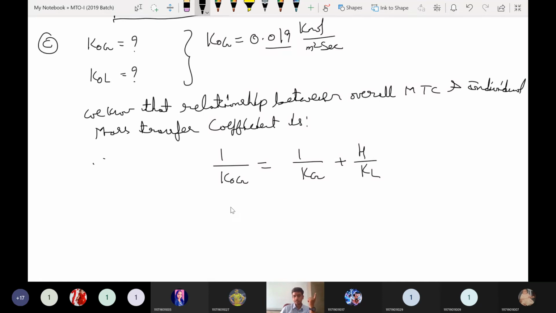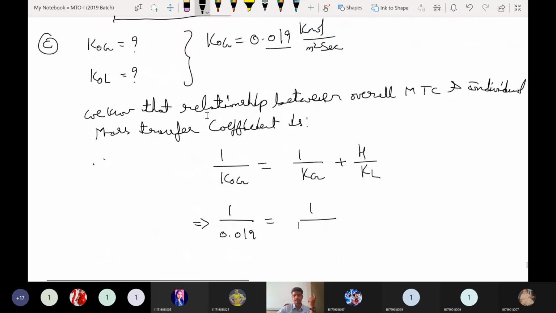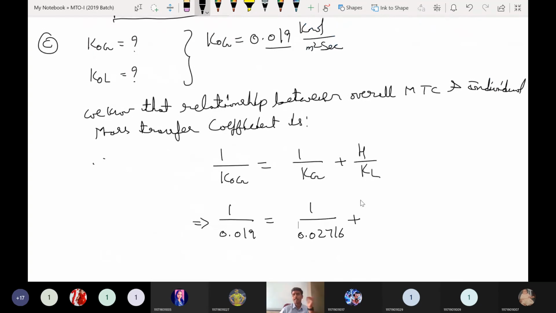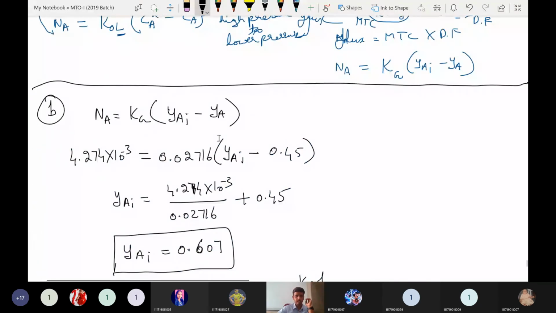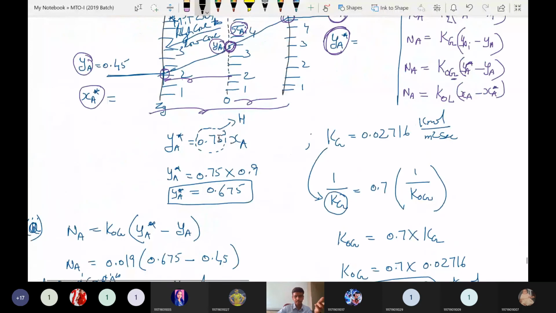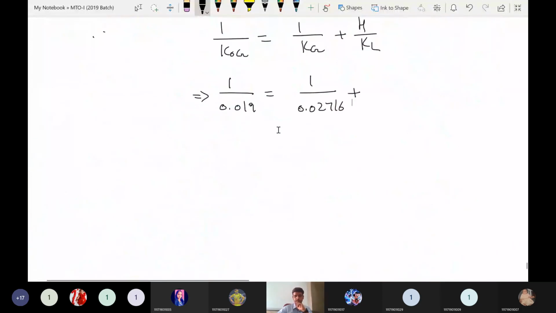KOG is already here, so 1 by KOG, with KOG 0.019, is equal to 1 by kg, which they have already provided, 0.02716, plus H, which they have also given, 0.75, from the relationship of that fraction. H is equal to 0.75, so this is 0.75 divided by KL. From this we can easily find out KL.